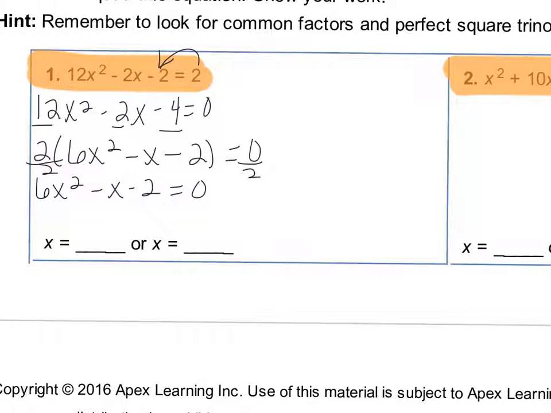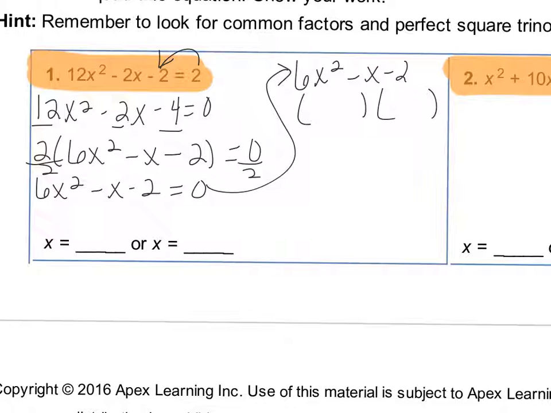Alright, the next step is to factor. So I'm going to draw a line right here. So 6x squared minus x minus 2 can be factored to 3x minus 2 times 2x plus 1. The next step will be to solve each of those for x, setting them equal to 0. So 3x minus 2 equals 0, and 2x plus 1 equals 0.